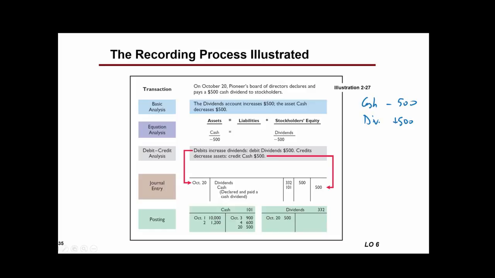Any questions? In the equation, you put it as minus 500. Remember that this simply means that it has a negative effect on stockholders' equity. It will decrease this side. Dividends themselves have increased. The minus here simply indicates that this side of the equation has decreased by 500. Any questions?